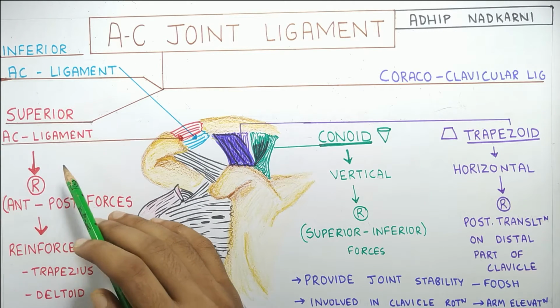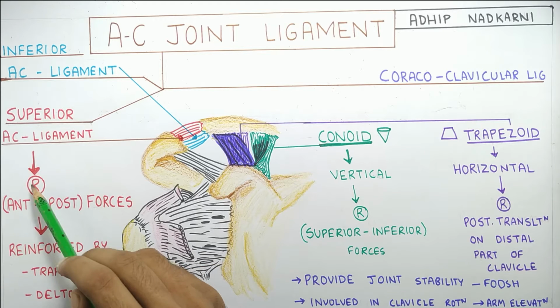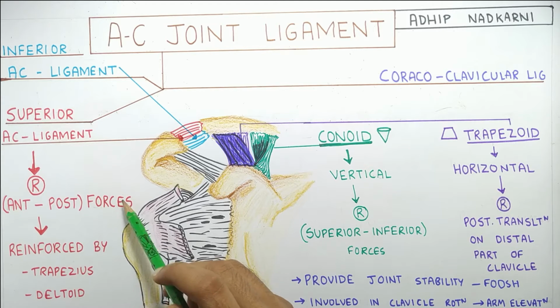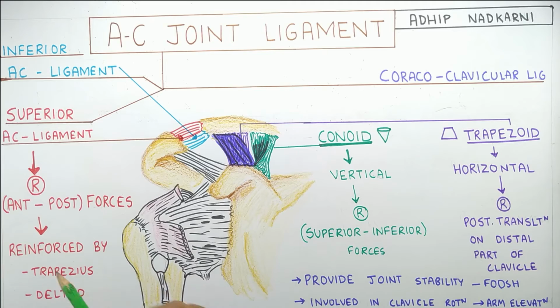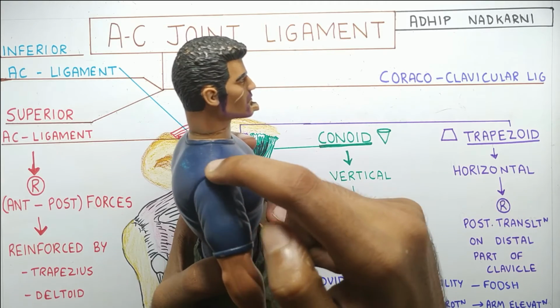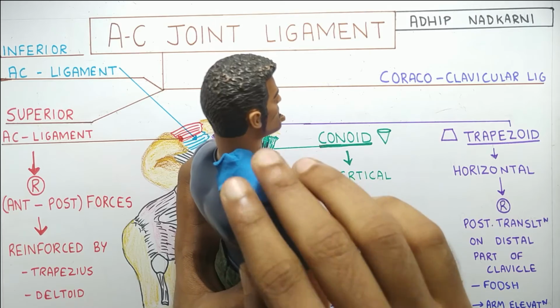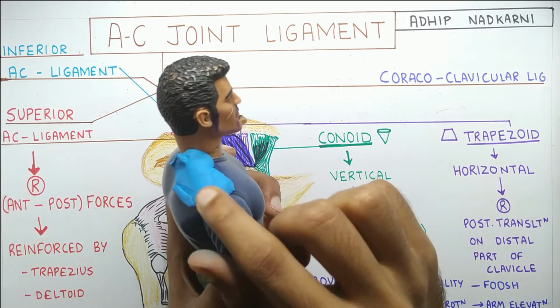Now these ligaments resist anterior posterior forces, and they are reinforced by your trapezius and deltoid muscles. If you look at Joe, his AC joint will be present somewhere over here, right? So his trapezius will be coming from the top like this and resting on the AC joint.